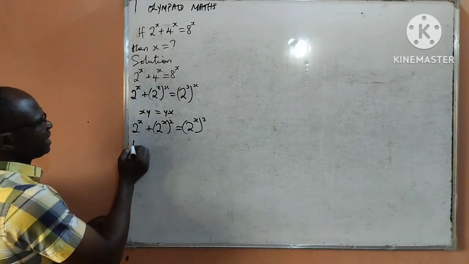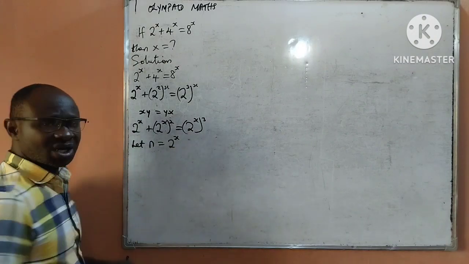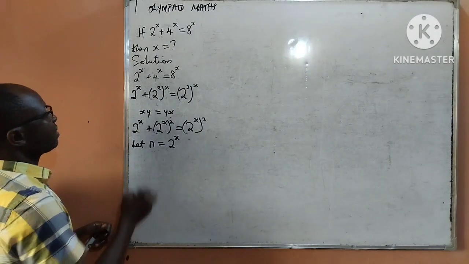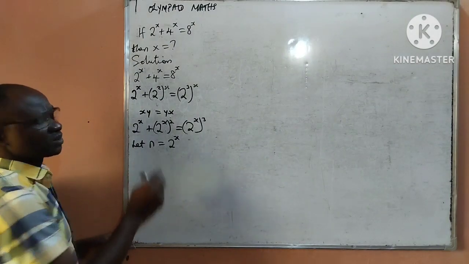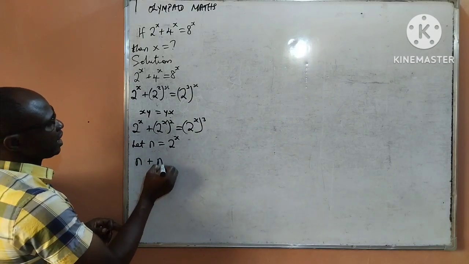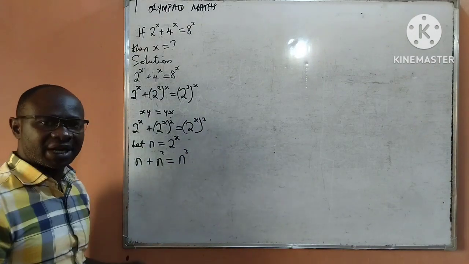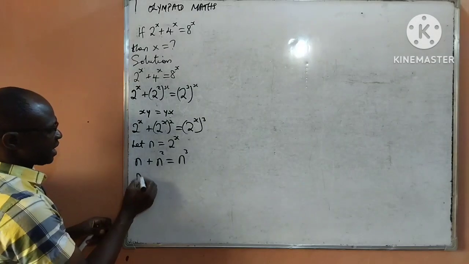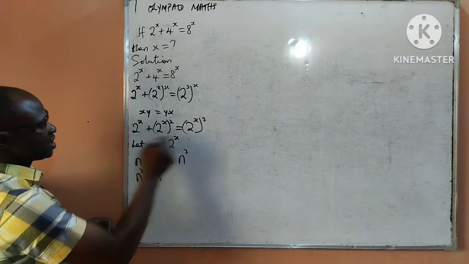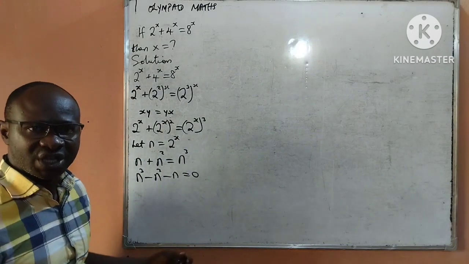Alright, here let n be equal to 2 raised to the power x. Anywhere there is 2 raised to the power x, I will represent it with the letter n. And that means I will now have here n plus n raised to the power 2 equal to n raised to the power 3. Moving what I have from the left to the right will now give me n raised to the power 3. Then this one crossing over will be minus n squared. Crossing over again will give me minus n. And by the left hand side, I will be left with 0.